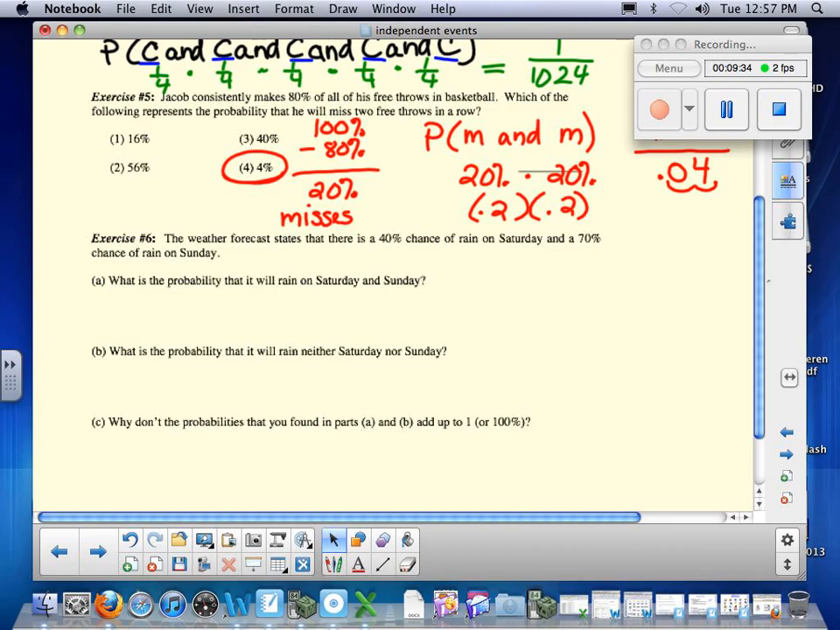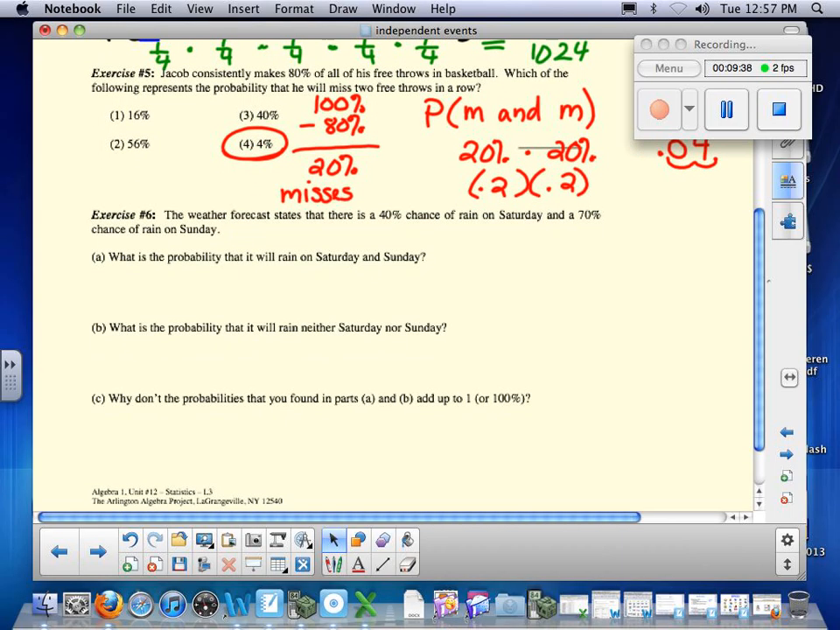All right, well, these are still some good ones. Our last question. Weather forecast states that there is a 40% chance of rain on Saturday and 70% chance of rain on Sunday. Letter A, what is the probability that it will rain on Saturday and on Sunday? All right, and means we do what? Multiply. So chance of rain on Saturday is 40%. Chance of rain on Sunday is 70%.